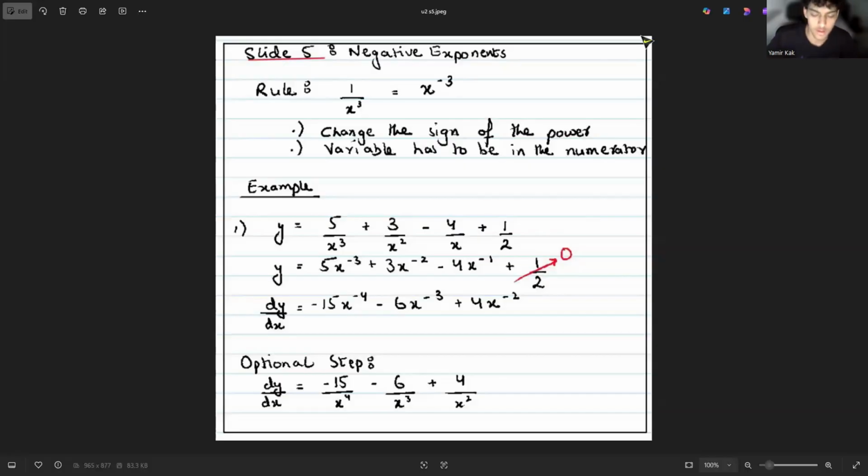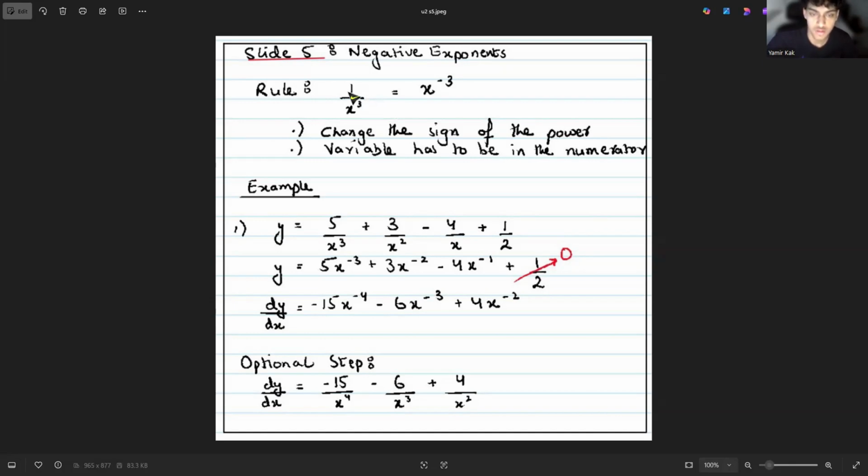All right, now let's look at negative exponents. Over here our example is 1 over x^3 equals x to the power of negative 3, right? This is simply because when we have an exponent in the denominator, it can move to the numerator, and whenever we switch it, it changes sign.